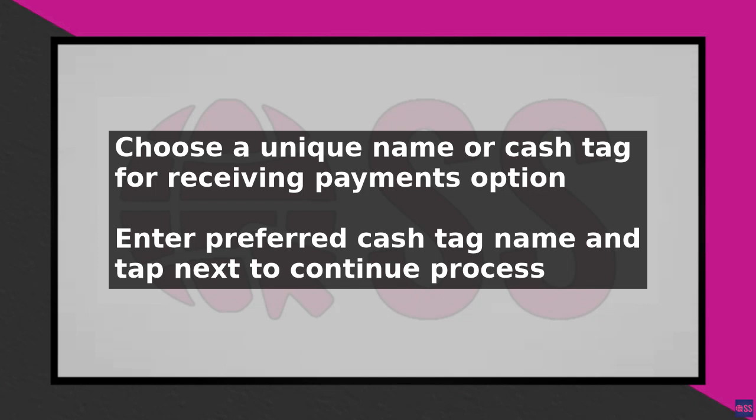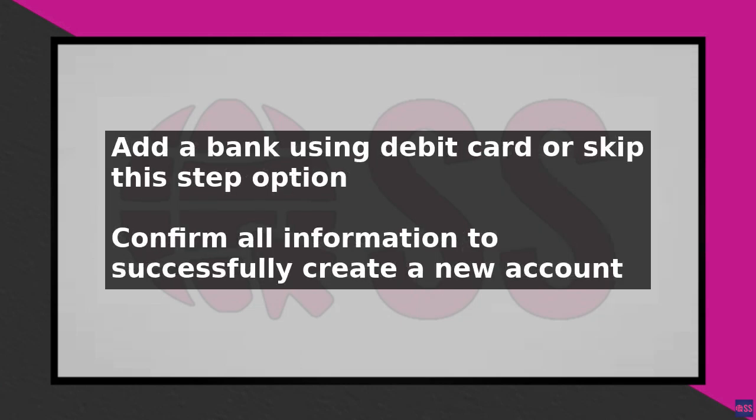After that, you'll be asked to add a bank using a debit card. So enter your debit card number and tap Next. If you prefer, you can choose to skip this step and tap Next anyway. The app will then confirm all of your information, and you'll have successfully created a new account.